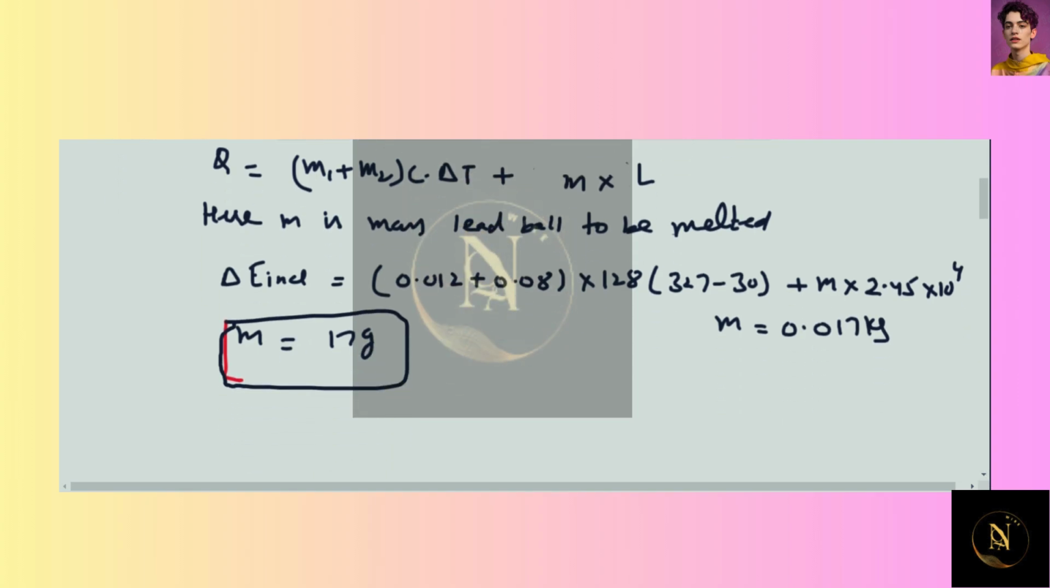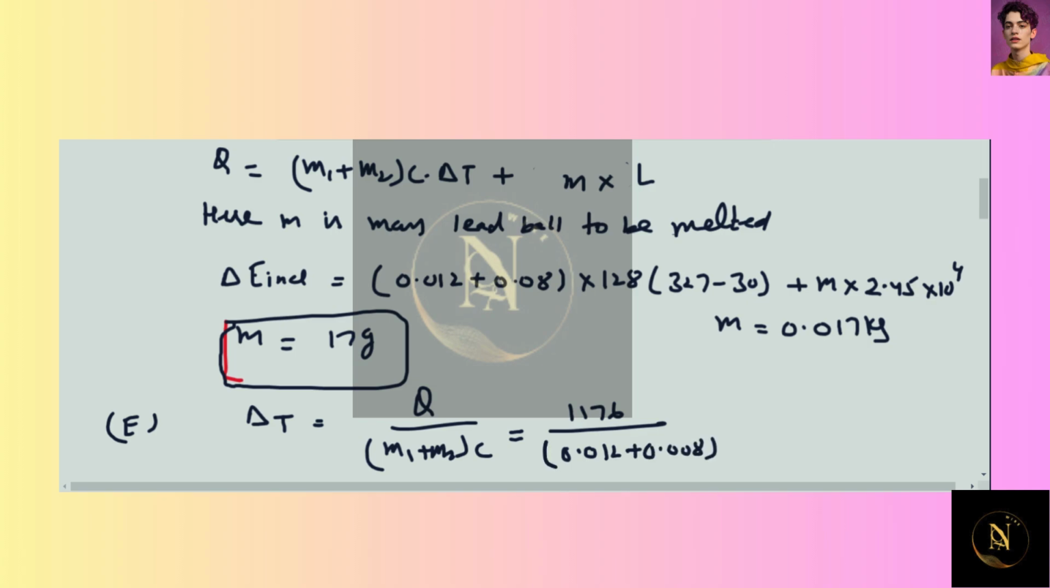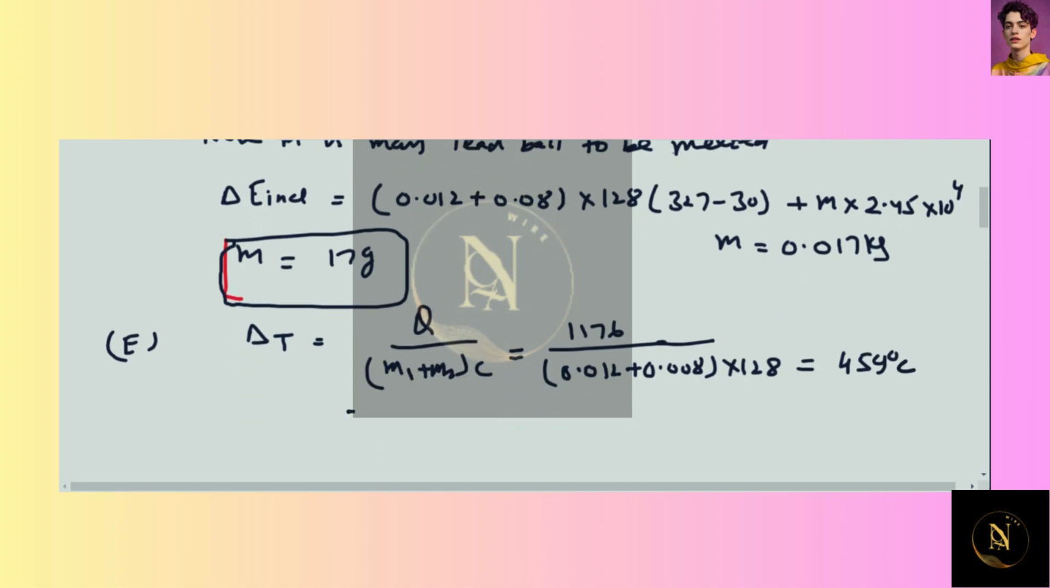E part, temperature change during collision. During collision will be Q upon M1 plus M2 into C, 1176 upon 0.012. So it is to be 459. So final temperature you will get initial temperature.